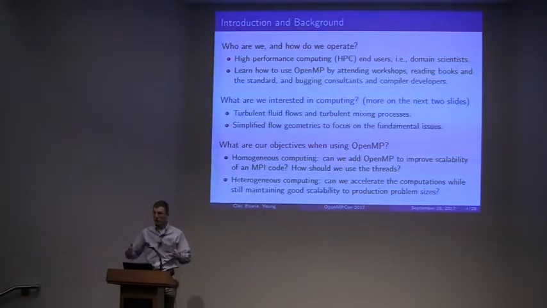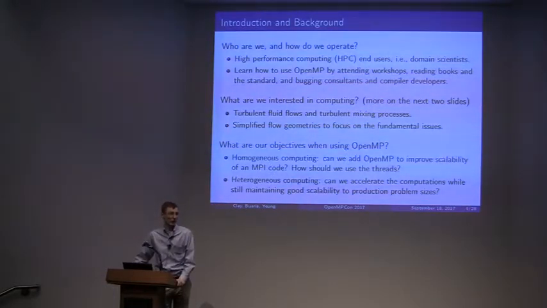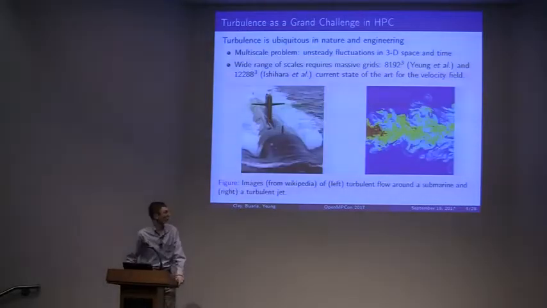So we'll have some simulations we want to run, and when we scale them up, the scalability of the program will fall. But can we use OpenMP to try to mitigate the negative impact of scaling up? But in heterogeneous computing environments, not only do we want to achieve good scalability and efficiency at large problem sizes, but there's also this problem of accelerating the loops. So we have to make sure that we're effectively using the GPUs and getting the high performance that they offer.